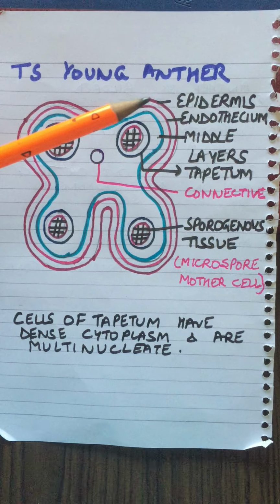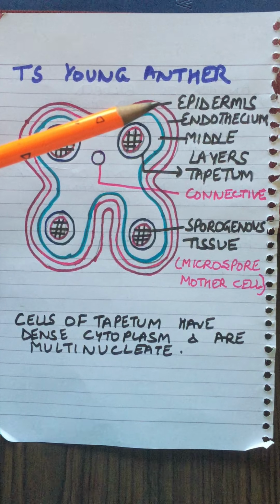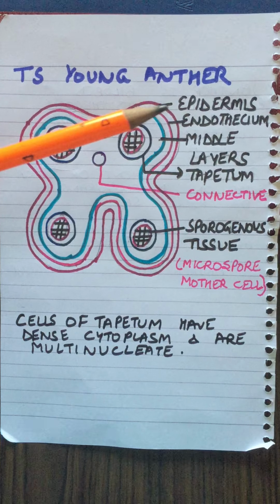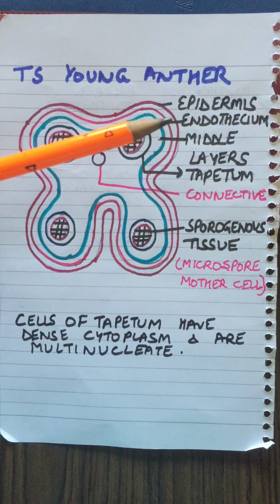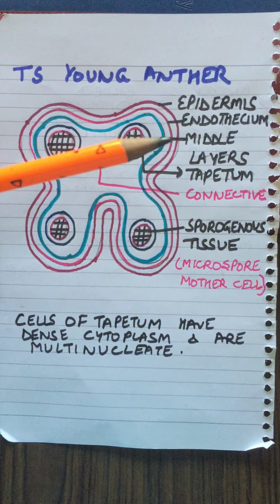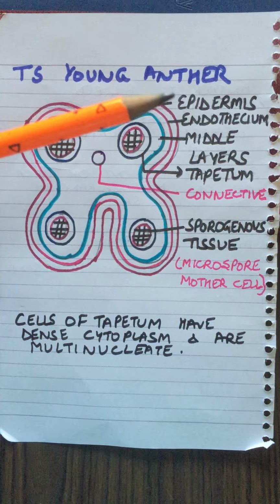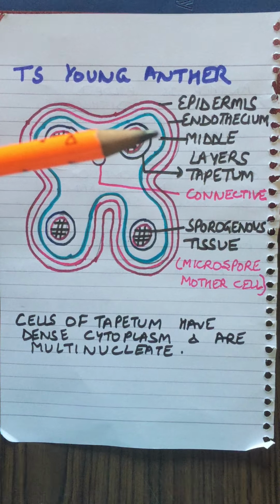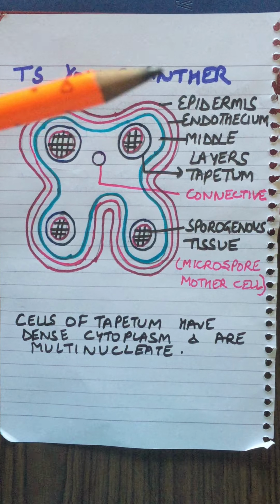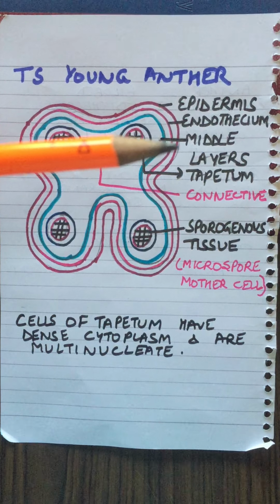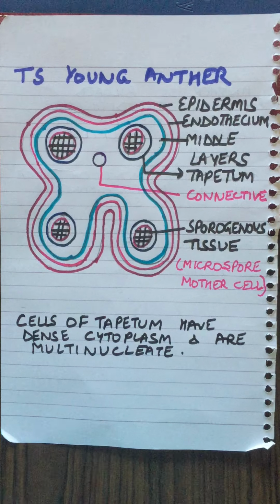The TS of a young anther is made up of 4 wall layers from outside to inside. Outermost, epidermis. Then the second one, endothecium. Remember, it's not endodermis, it is endothecium. Then next are the middle layers. The middle layers are 2 to 3 wall layers thick, and the epidermis and endothecium are single-layered. Then inner to the middle layers is the tapetum. So the 4 wall layers from outer to inside are epidermis, endothecium, middle layers and tapetum.